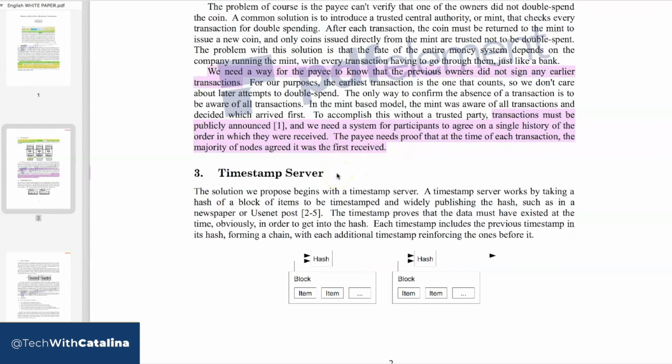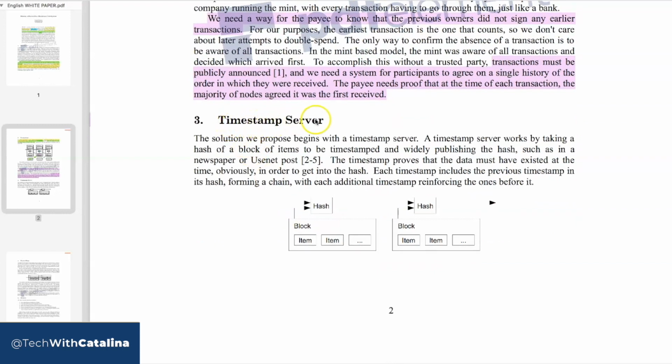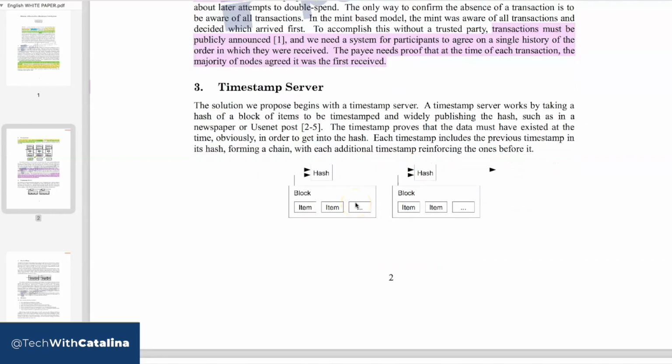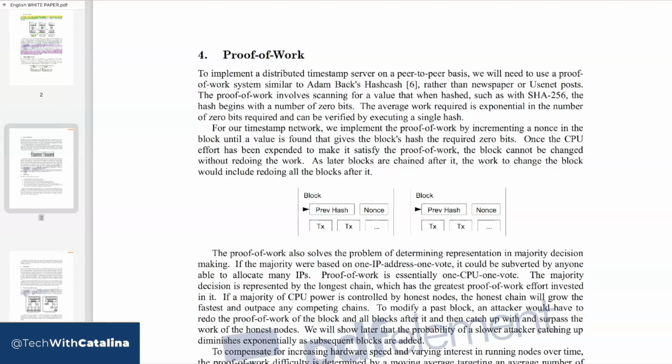All right? Now, up next, timestamp server. This is basically information that is added in the header of a block whenever we are mining the next block. Each header of each block has different types of information, and one of those is the exact time in which that specific block has been mined. That's it, pretty much.